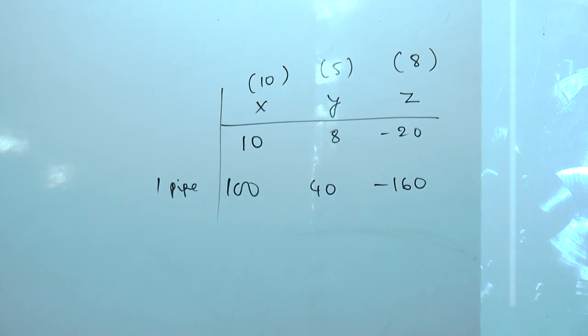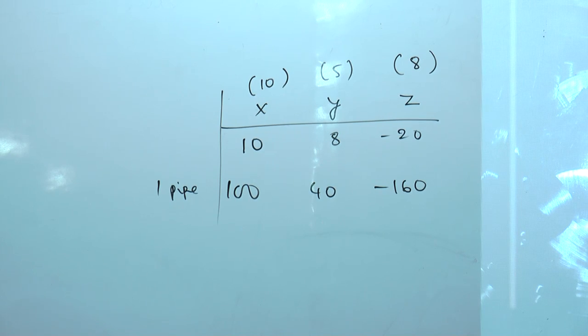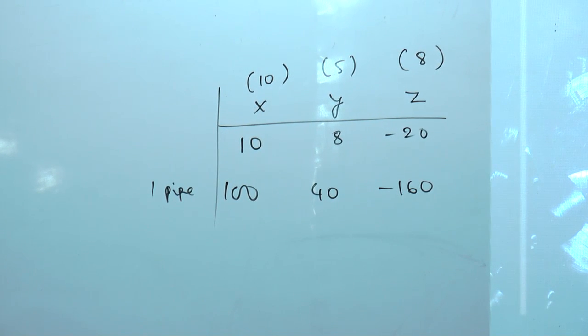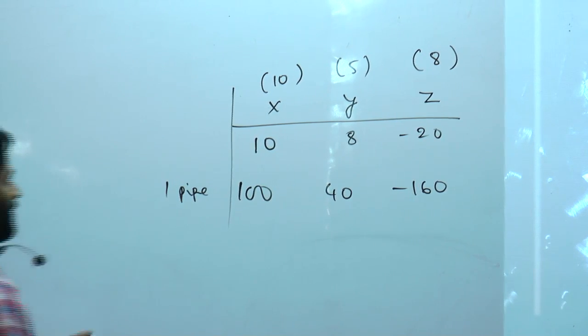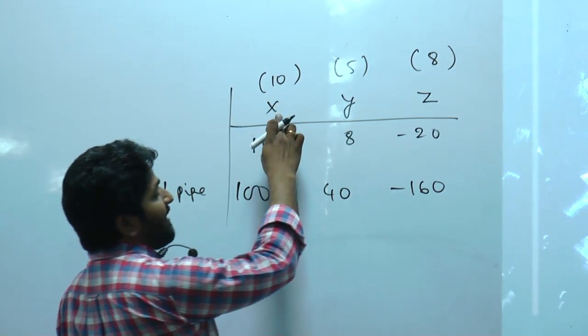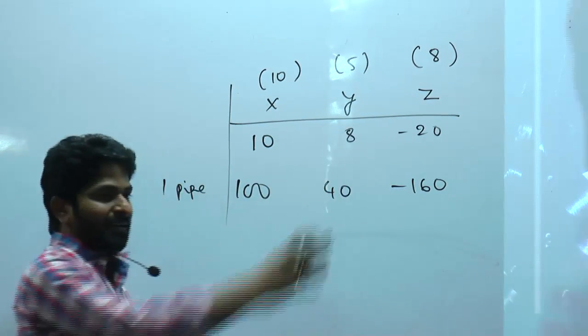Right. Next. Question number 56. How many minutes will it take to fill the tank if all the 23 pipes are opened at the same time? All the 23 pipes, in the sense, the number of pipes that we have in set X, set Y and set Z. All are opened.